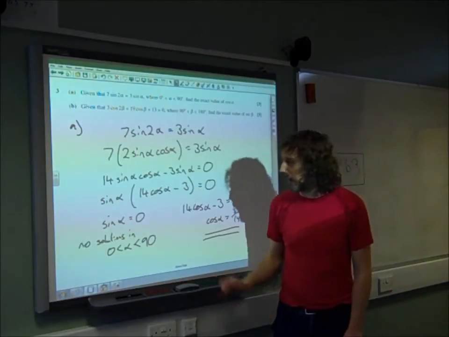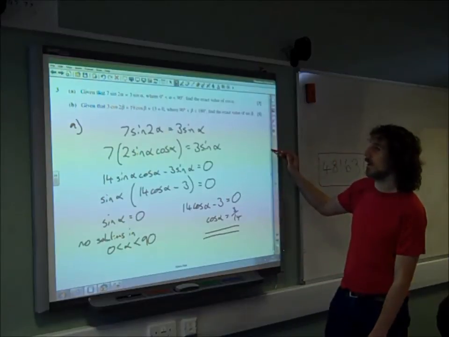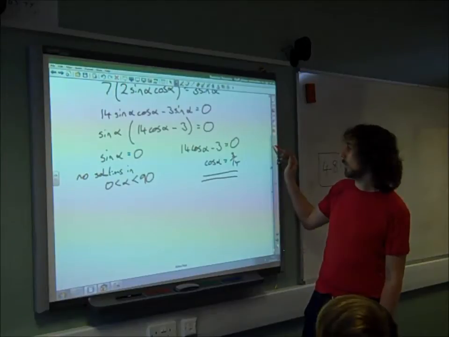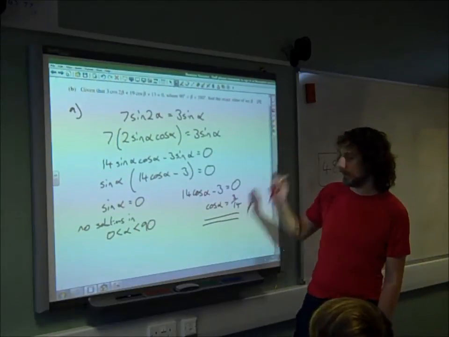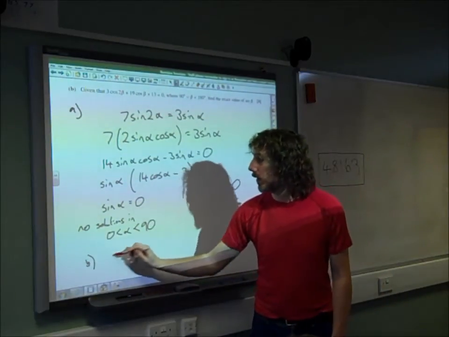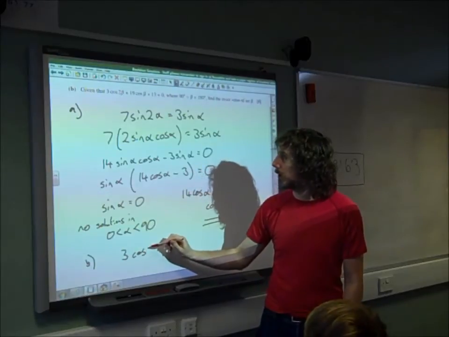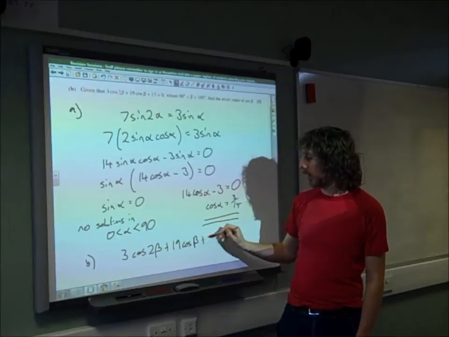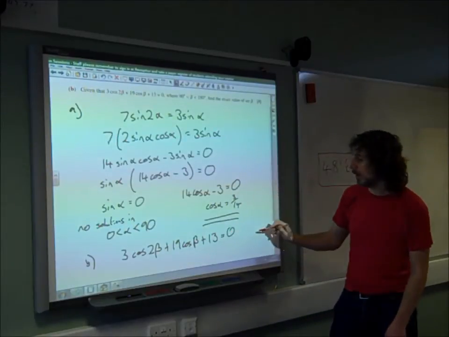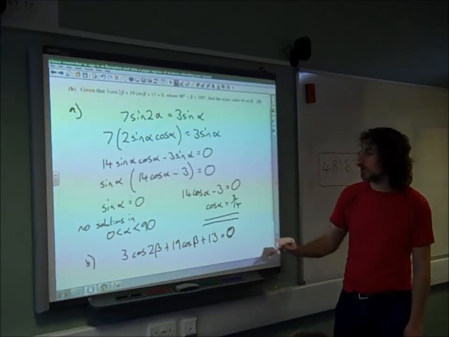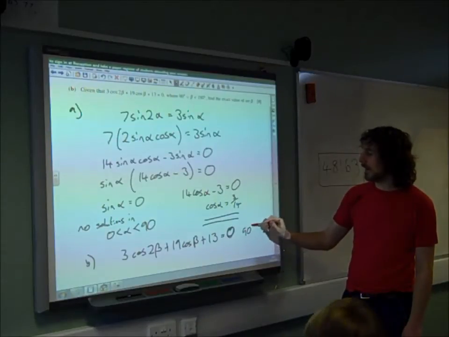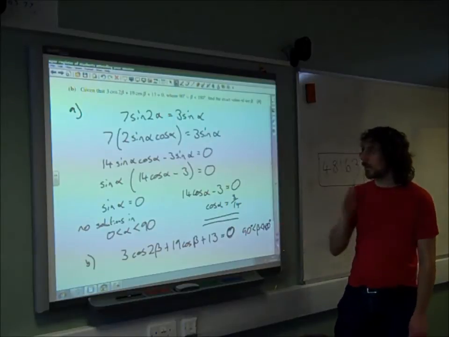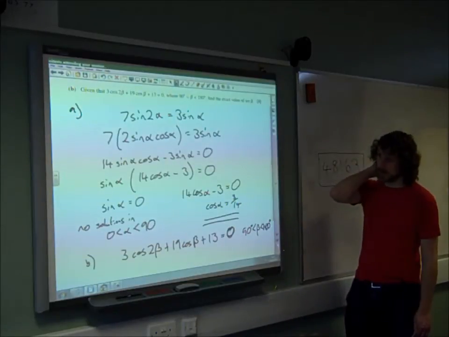Part B. Given that 3 cos 2 beta plus 19 cos beta plus 13 is 0. Oh, hang on. Where is it? So this is our equation now. 3 cos 2 beta plus 19 cos beta plus 13, 0. Oh, but look at this. This is a bit odd. Where beta is between 90 and 180. And this one wants us to find the exact value of sec beta.